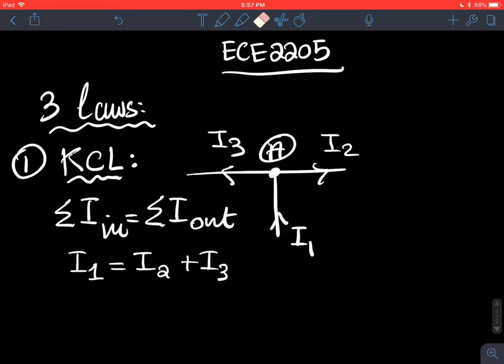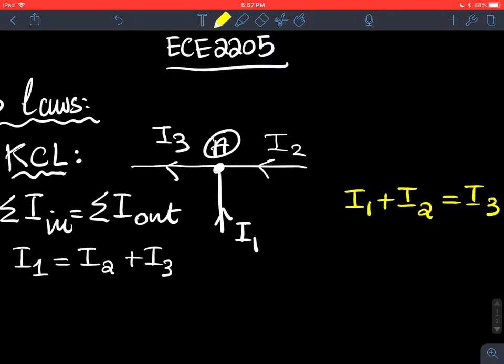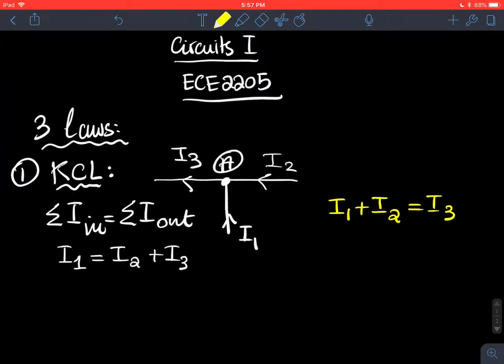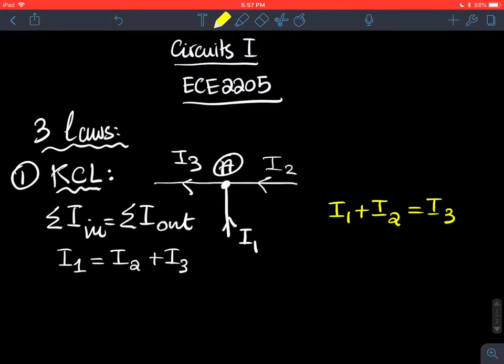Or it can be the other way around. It's not always in this way. I can have I2 also going into the node. So, in this case, I can have I1 plus I2 equals I3. So it's not always that you have one current in or one current out. It just depends. And there isn't really a rule that you should stick to, that you should always assume that there's only one current going in or two going out.